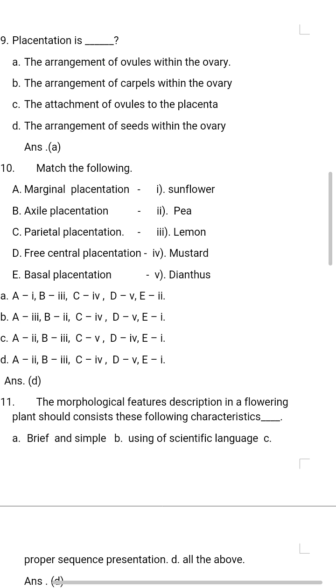Do you know the placentation definition? What is meant by placentation? The arrangement of ovules within the ovary in a female flower is called placentation. So the correct option for this question is option A. Very important concept even for theory examinations.